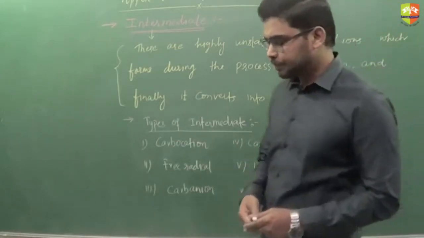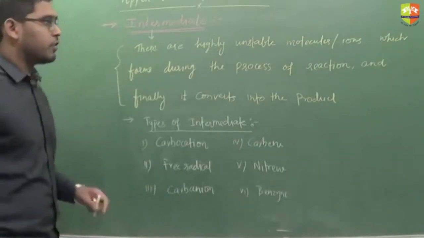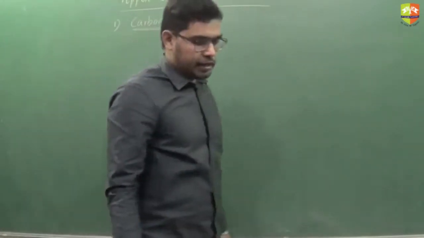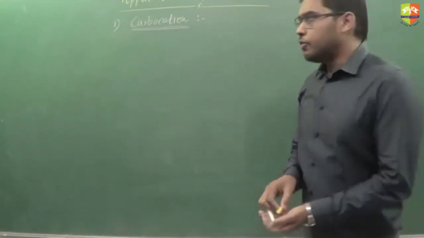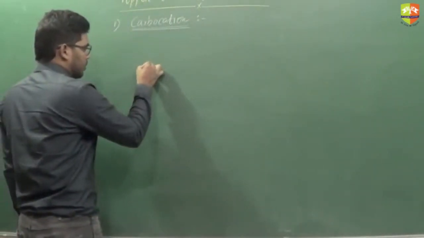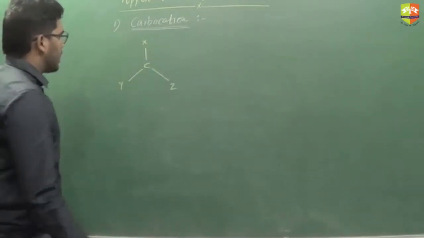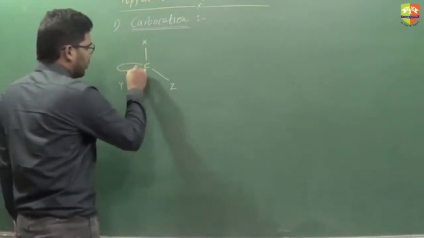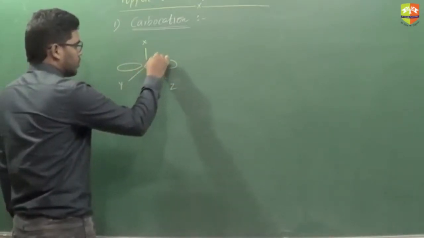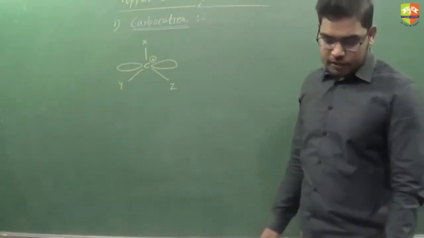Okay, so we have to discuss the stability of carbocation. First of all, we should understand what a carbocation is. If you see a molecule or ion like this, carbon having three bonds, and it has a vacant p orbital here and a positive charge on it. Okay, vacant p orbital and positive charge on it.